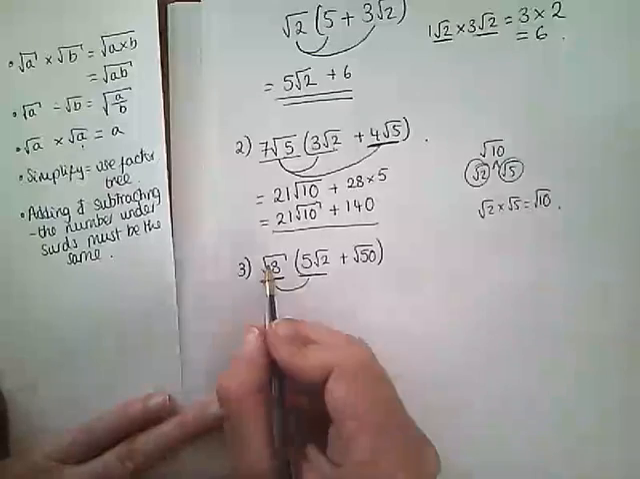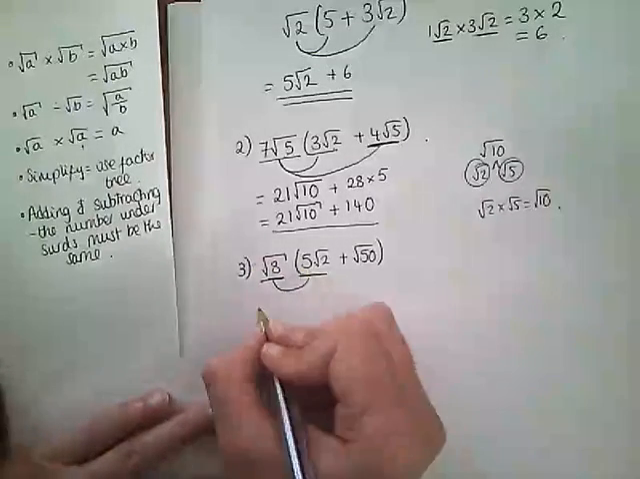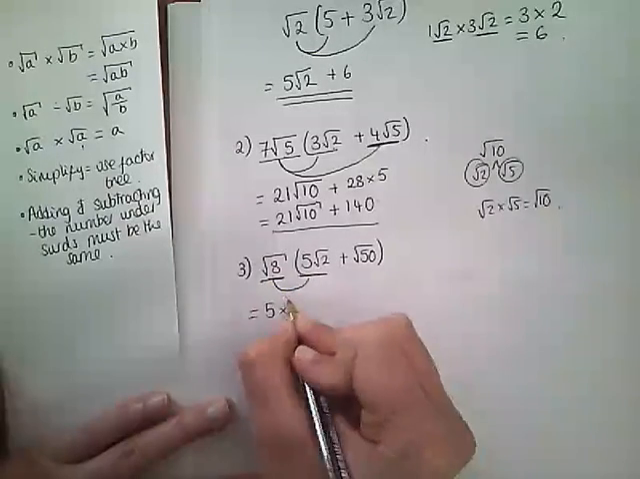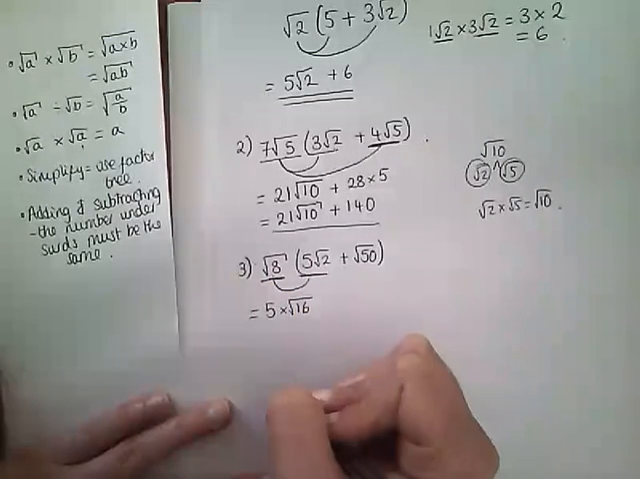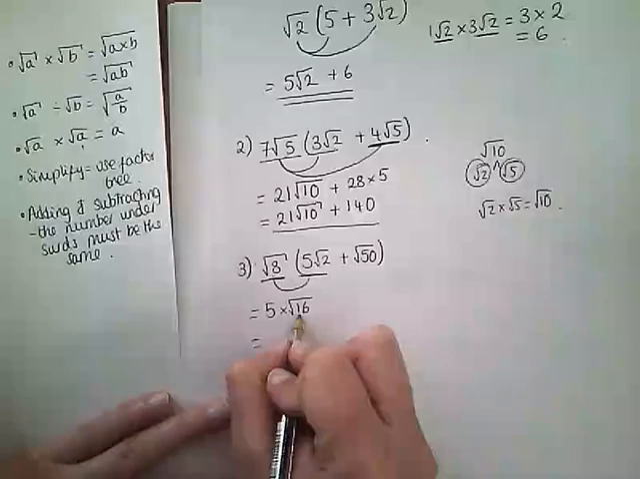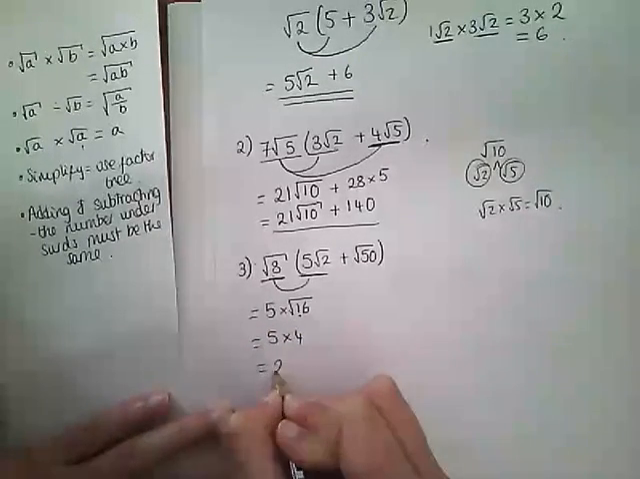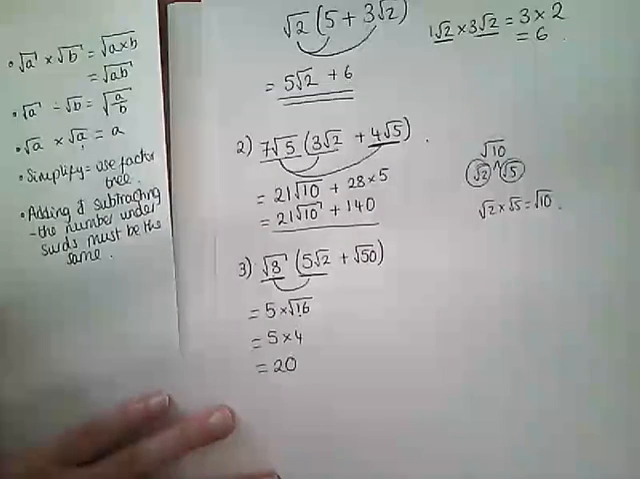Do your numbers first. So 1 times 5 is 5. Root 8 times root 2 is root 16. Tell me about root 16. What is the square root of 16? Oh, it's 4. So that bit is just 5 times 4, which is 20.